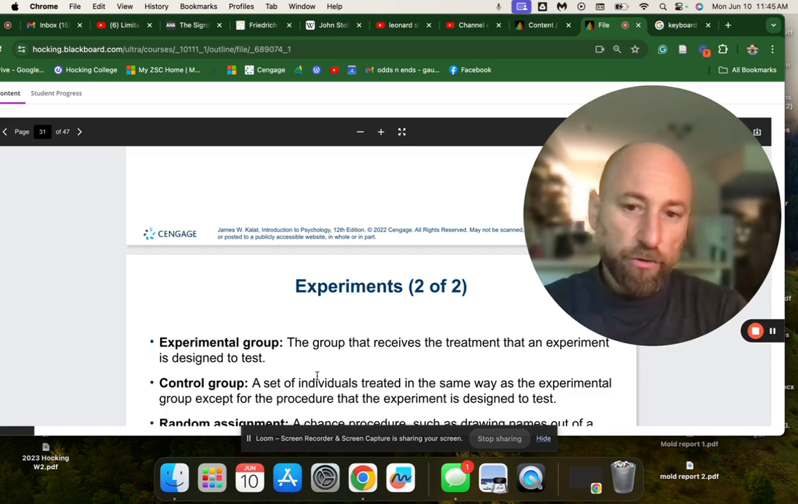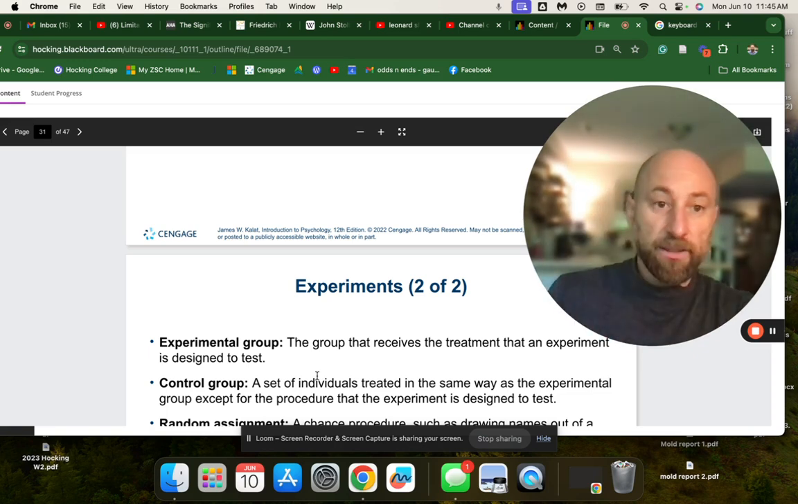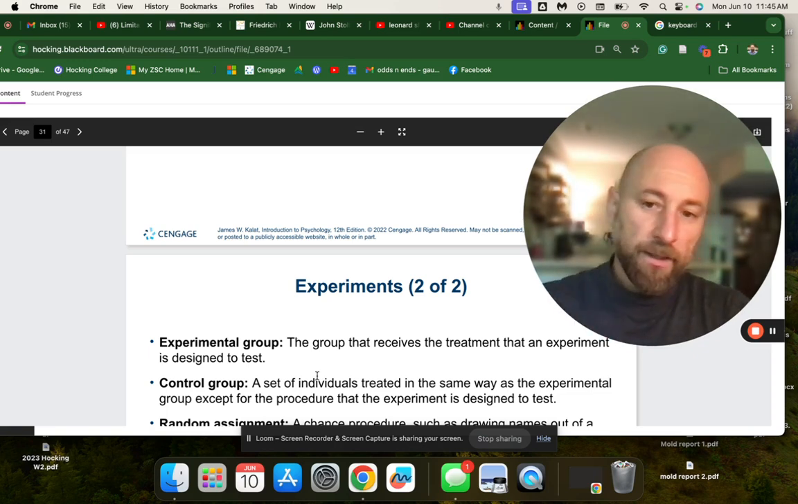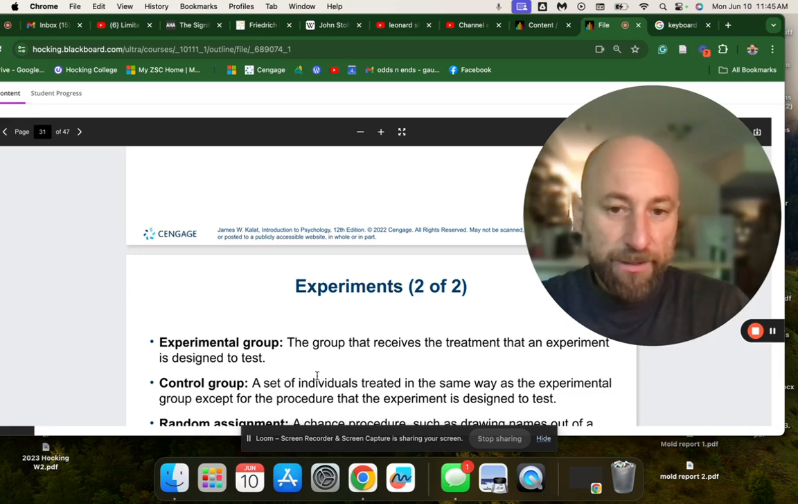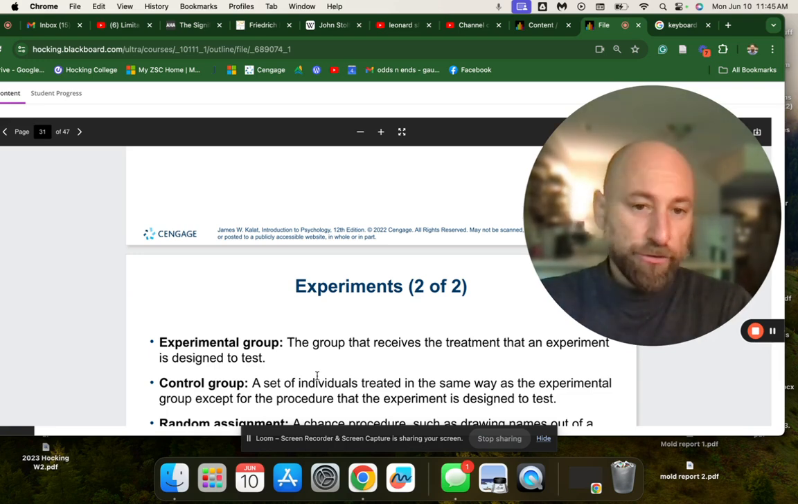So the control group is supposed to be a neutral condition. In medical studies, it's typically like a placebo or sugar pill. The experimental group is the group that's being experimented on. They're getting the treatment, whatever that might be. So in medicine, it's a drug. In psychology, it's some sort of manipulation.